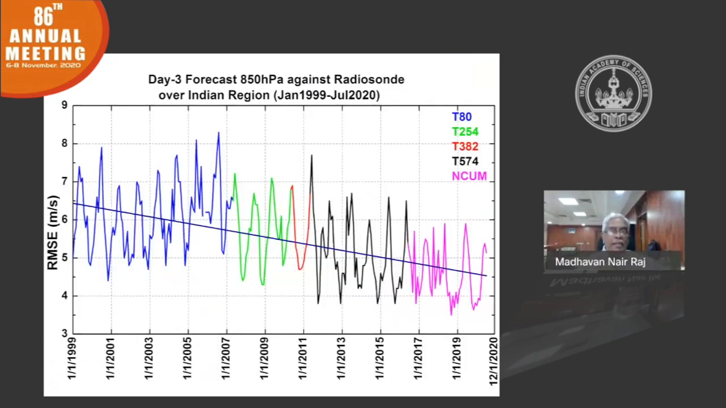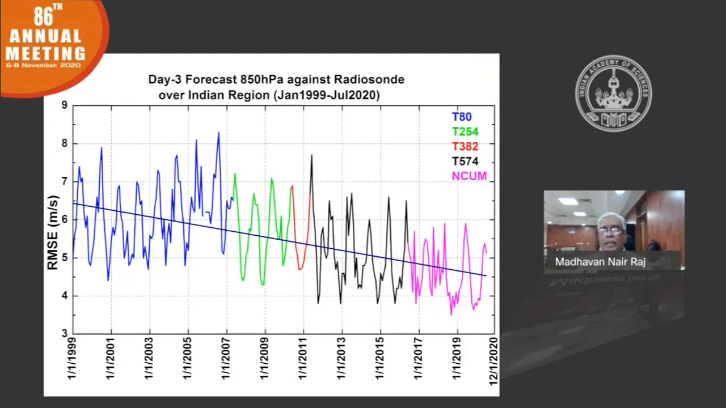You can see from 1999 to 2020 the root mean square of wind at 850 at 1.5 kilometer. If you calculate over the Indian region, what could be the root mean square? You can see that the error is coming down. It started from 6.5 and now it's almost less than 4.5.